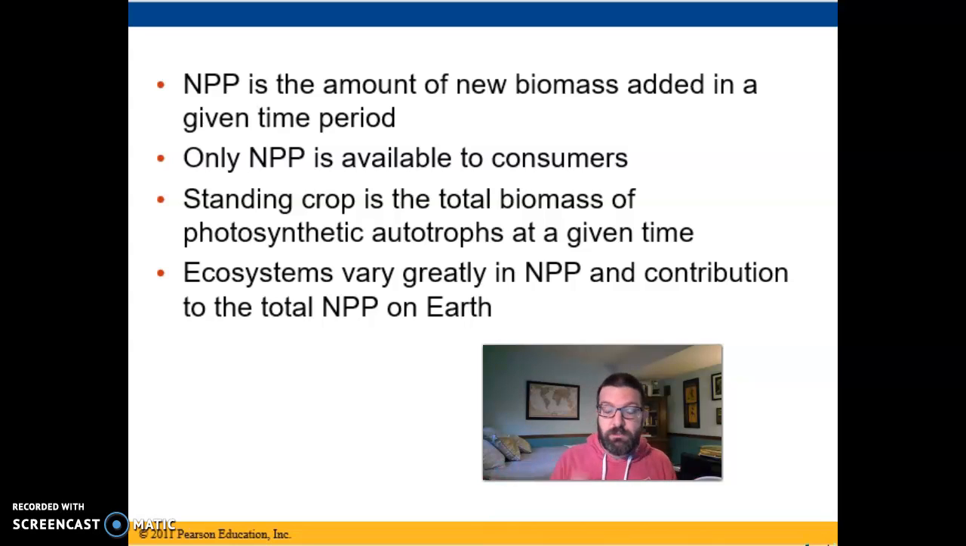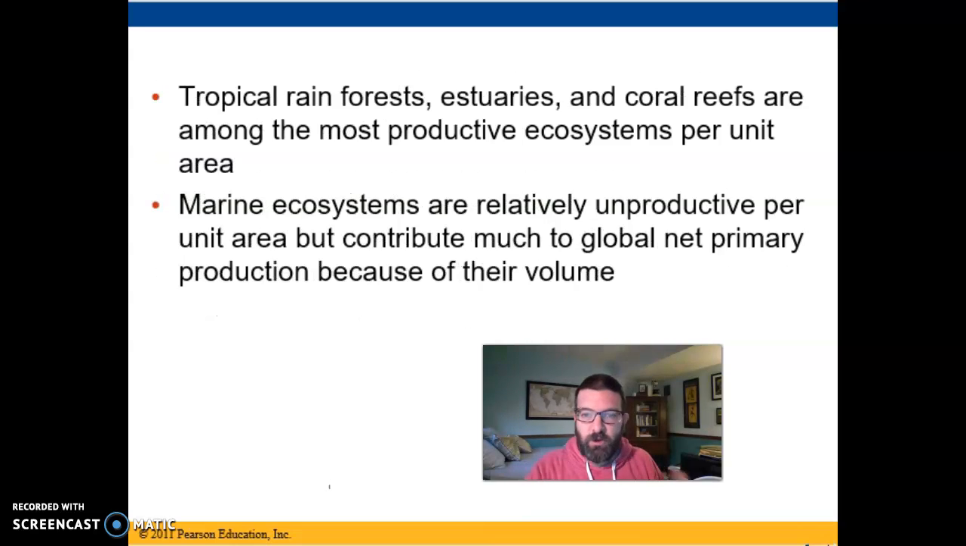And ecosystems can vary greatly in net primary productivity. A coral reef or a temperate broadleaf forest, for instance, or especially a tropical rainforest is going to have very high net primary productivity as compared to a desert. Tropical rainforests, estuaries, coral reefs, these are the most productive ecosystems per a particular unit area. Marine ecosystems are actually pretty unproductive per unit area, but because they're so huge, they actually contribute to a fair amount of the global net primary production.